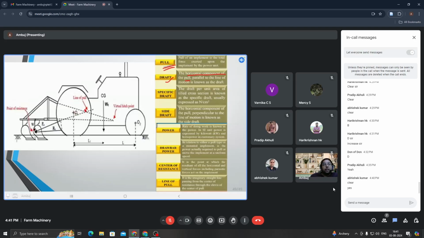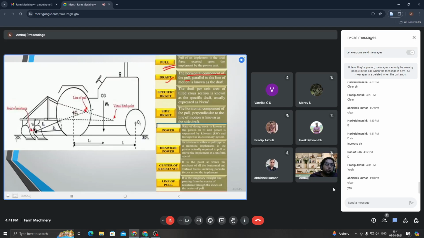Okay. So pull of an implement is the total force which is exerted upon the implement by the power unit. When the tractor will try to pull an implement, okay, it will try to pull in the forward direction. So the force which would be acting from the implement side onto the tractor, that would be known as pull. And the horizontal component of pull is known as draft. Specific draft is nothing but the draft per unit area. Side draft is the component of the pull which is perpendicular to the line of motion. Okay. So first four points are clear.